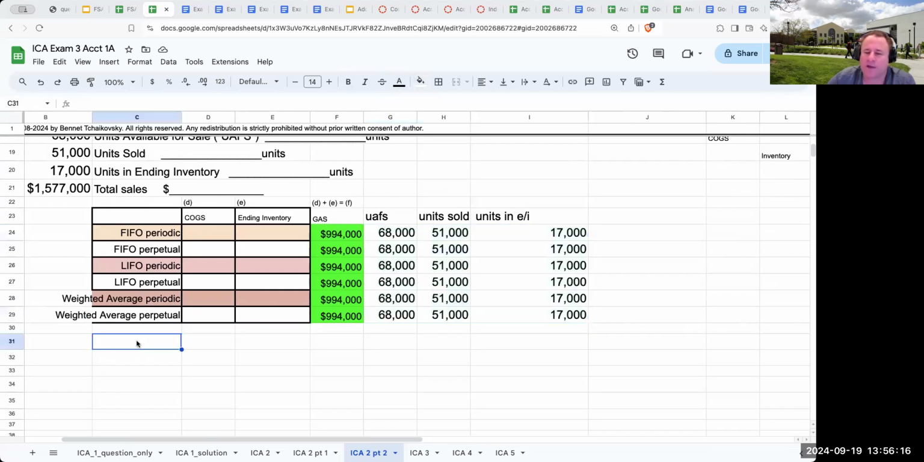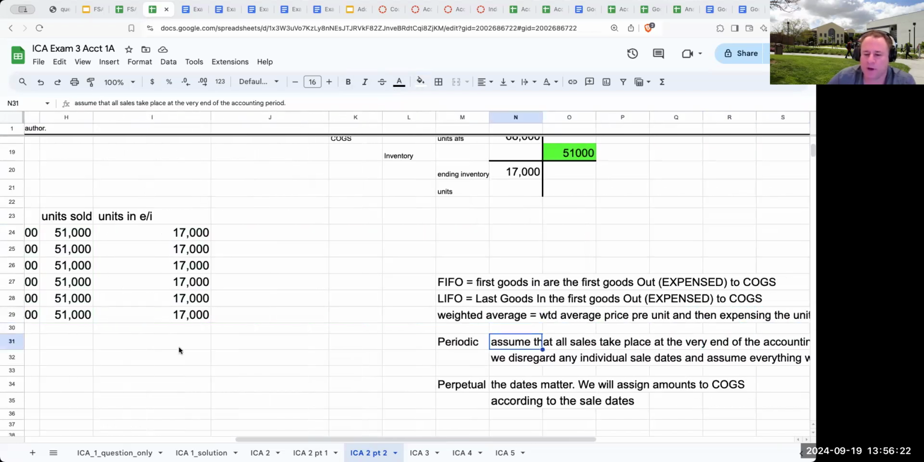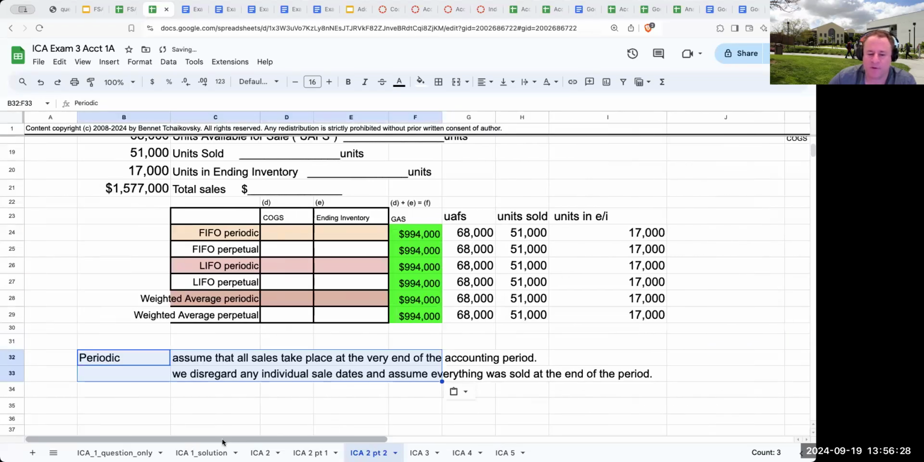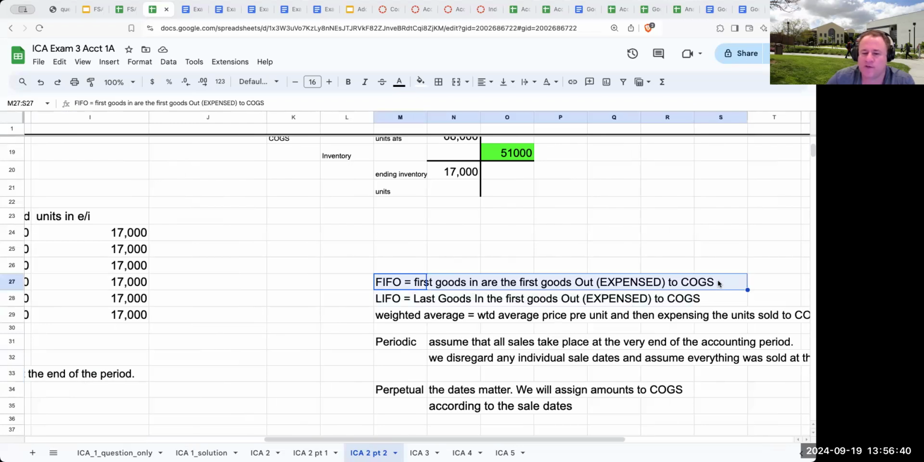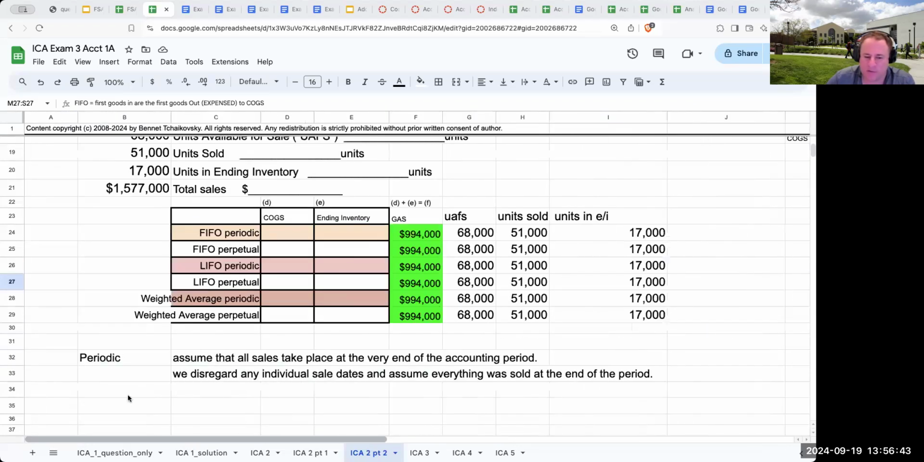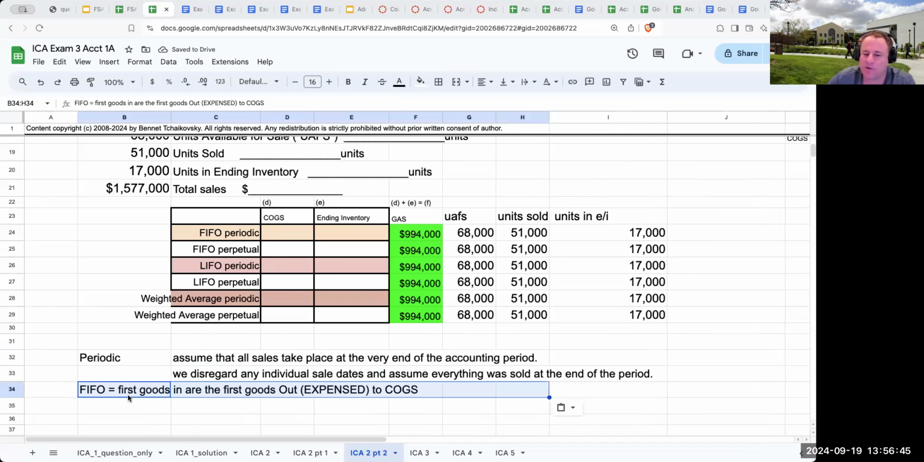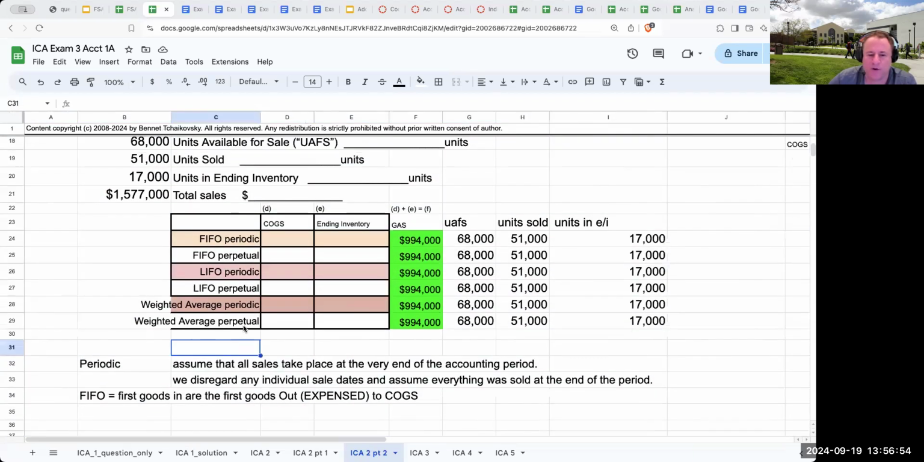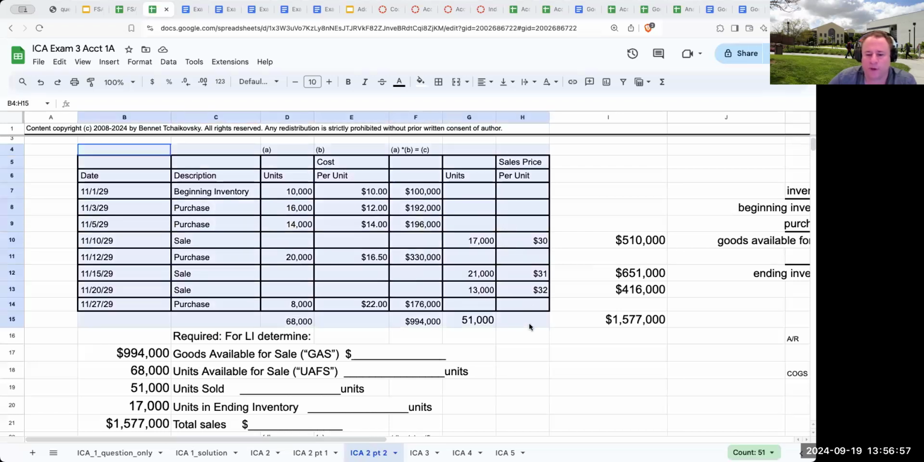Now with FIFO periodic, let's remind ourselves what periodic means. Periodic means we assume that all sales take place at the very end of the accounting period. We disregard any individual sale dates and assume everything was sold at the end of the period. And what does FIFO mean? FIFO means the first goods in are the first goods out, or expensed to cost of goods sold. So let's take a look at FIFO periodic.